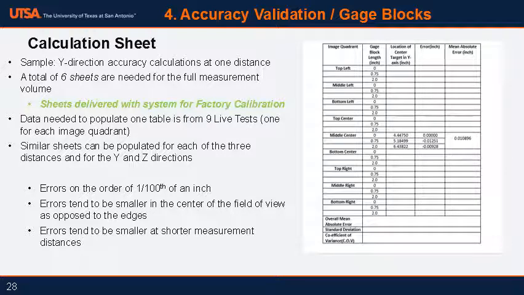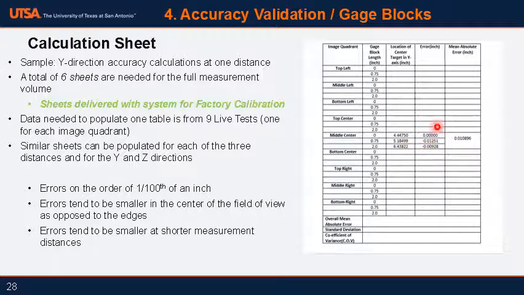In the Excel sheet we provide, as I mentioned, it helps you calculate all these accuracy numbers. So here's a sample calculation sheet for the y direction at a certain distance, and you have all the 9 quadrants, so top left, middle left, bottom left, and all these quadrants here. In this case, we did it with 2 gauge blocks, a gauge block that is 3/4 of an inch long and a gauge block that is 2 inches long. And we find the location of that center target and the y coordinate of that center target.